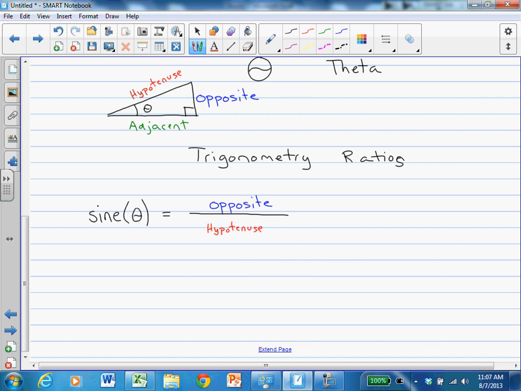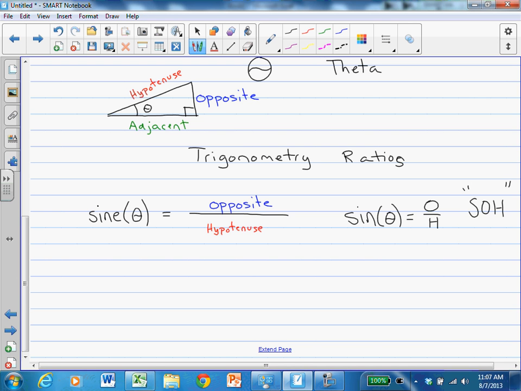And we shorten it by shorthand. For sine, we drop the E: sine theta equals O over H, opposite over hypotenuse, okay? And we call this SO. The sine of an angle theta is the ratio of the opposite to the hypotenuse side.